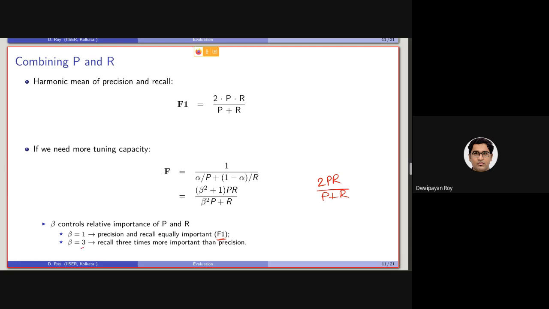Now, if we consider beta equals to say 3, what we are doing is essentially considering in the numerator beta square plus 1 into PR. In the denominator, we are considering 9 into P plus R. So we are basically considering higher weight for the precision. Similarly, if we want to put higher weight for recall, we can set a value of beta to something less than 1.